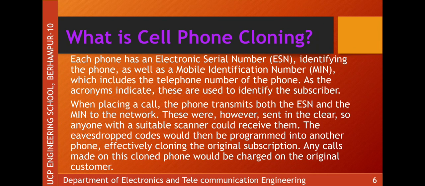What is cell phone cloning? Each phone has an electronic serial number, ESN, identifying the phone, as well as the mobile identification number, MIN, which includes the telephone number of the phone. As the acronyms indicate, they are used to identify the subscriber. When placing a call, the phone transmits both the ESN and the MIN to the network. These were, however, sent in the clear, so anyone with a suitable scanner could receive them. The eavesdropped codes would then be programmed into another phone, effectively cloning the original subscription. Any calls made on this clone phone would be charged to the original customer.